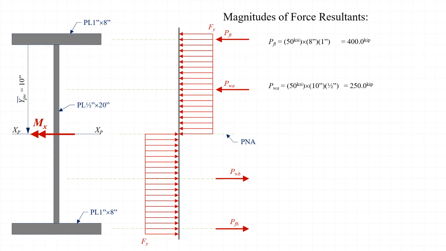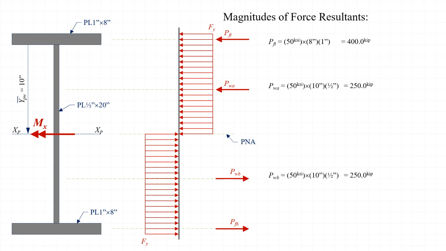Next, we can calculate the force resultant in the web above the plastic neutral axis as 50 ksi times the depth of the web above the plastic neutral axis, 10 inches in this case, times the web thickness of a half inch, which is 250 kips.